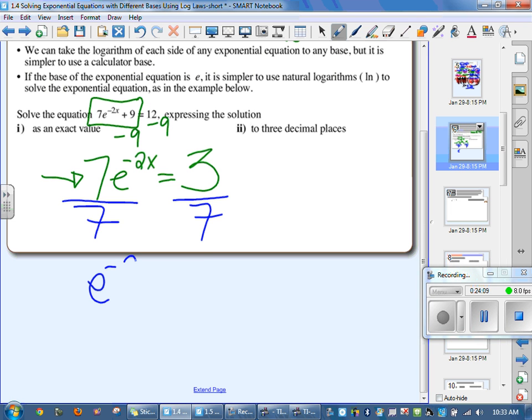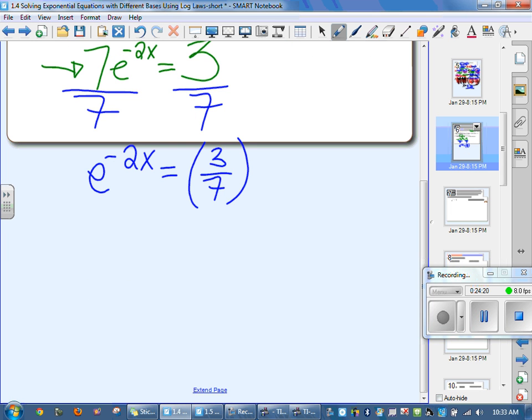Now we're at the step where we can actually solve this equation. What are we going to do to solve it? Instead of writing the word log, I'm going to write ln. So I'm going to stick ln in front of both sides. Then I do the exact same thing. The exponent has to come off the top and go in front. So this whole exponent is going to come off the top and go in front. So I'm going to have negative 2x ln e equaling ln 3 over 7.